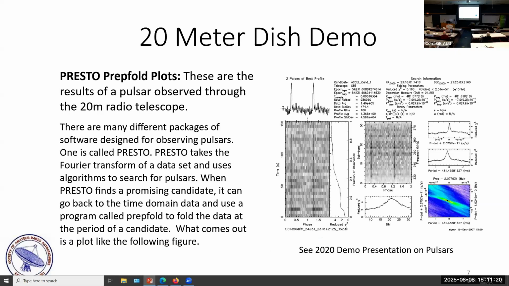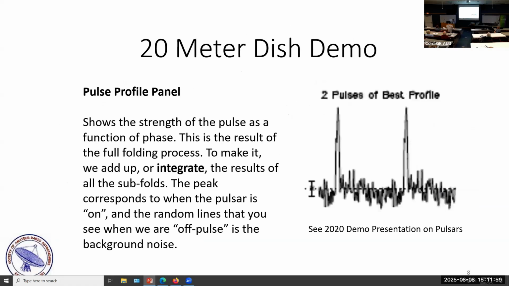And here are the results of the 20-meter. For a pulsar, you'll see what's called a PRESTO prepfold plot. The 2020 presentation on pulsars explains what each of those panels does. The one in the upper left is the one we're interested in, because it gives a histogram of what a pulsar's pulses look like. You see this thing there, a regular pulsar, as far as the pulses. Here's a close-up of that.